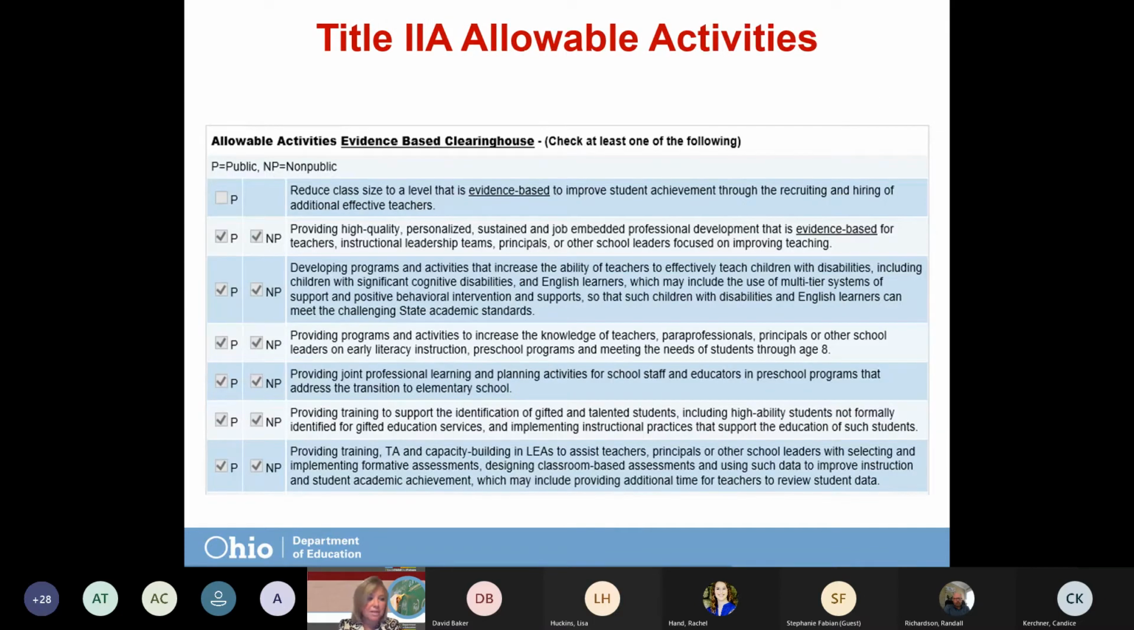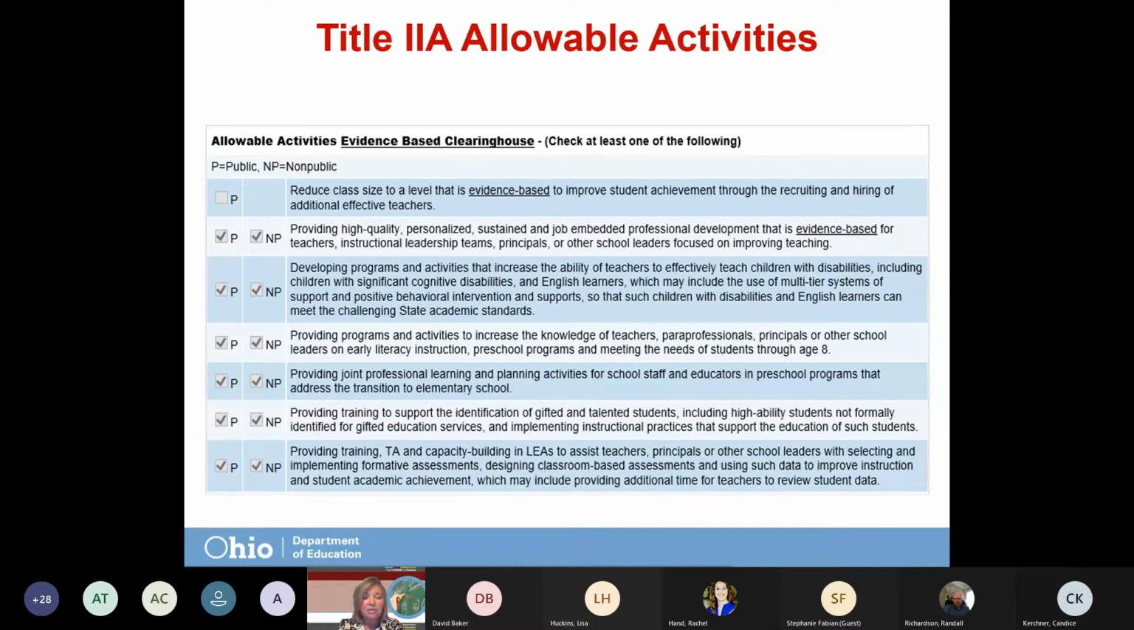This is a snip of the Title IIA budget details page. This is a great place to see what kinds of activities are allowable from 2A in the non-public setting. You can see there are two columns. The second column that has the NP, that stands for non-public, and those are the activities that would be allowable in the non-public setting, provided it's secular and non-ideological in nature.